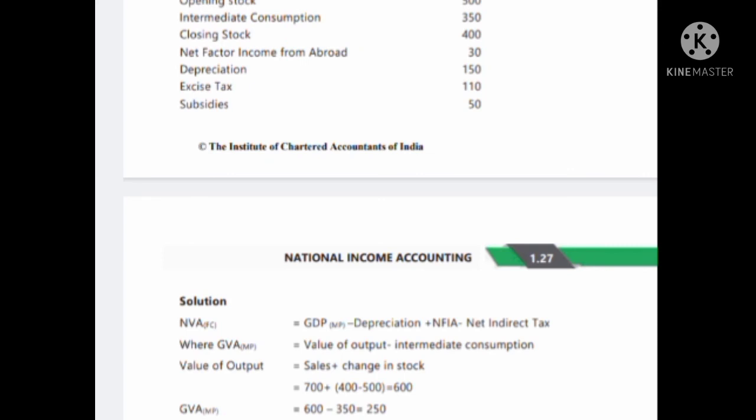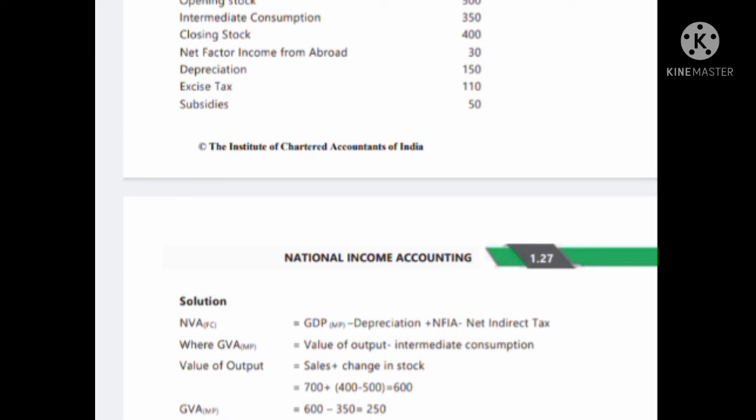In illustration 9, we have to calculate national income by the value added method with the help of the following data. Net value added at factor cost is equal to GDP at market price minus depreciation plus NFIA minus net indirect taxes.